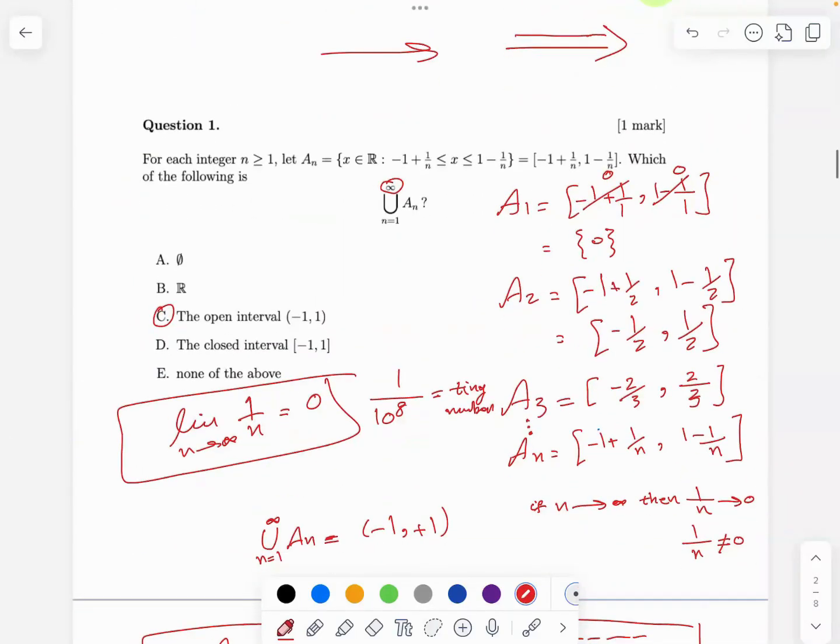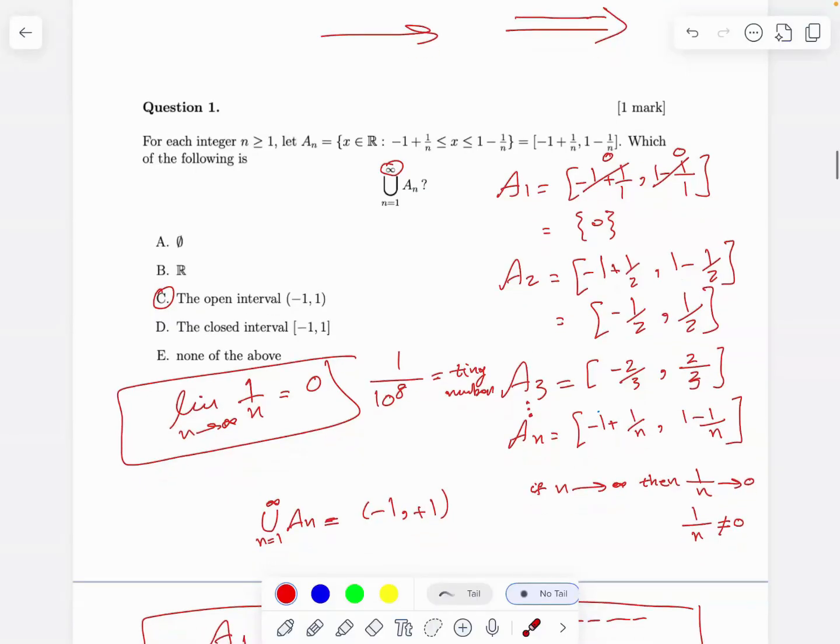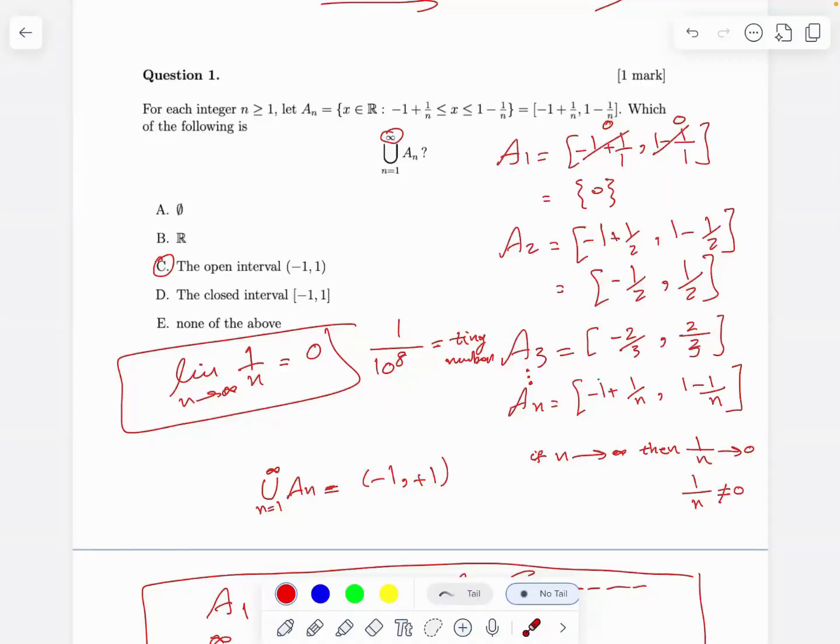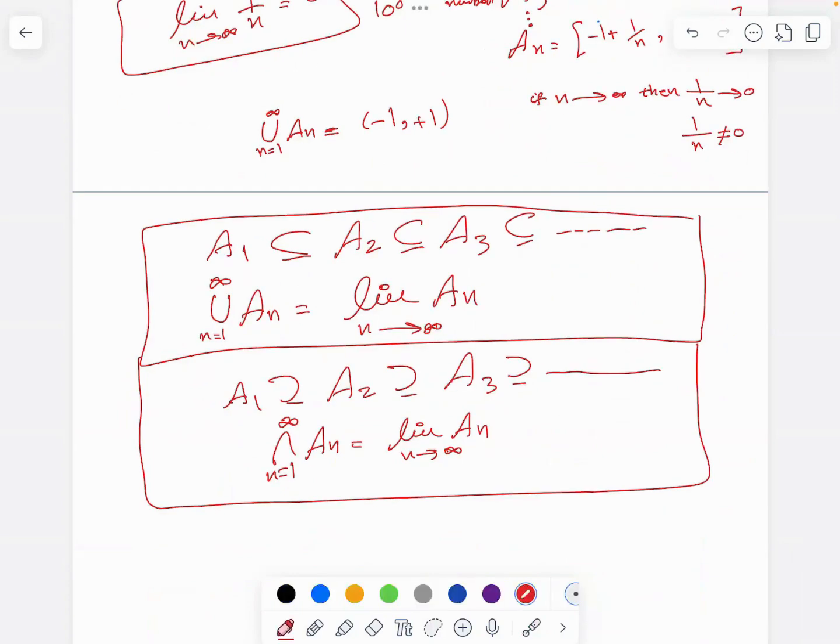So in last year's question, it was something like minus 1 over n, 1 plus 1 over n. So it was an intersection instead of a union. So the answer was something like this. The intersection will be the smallest set, A1, in this situation. If we have an increasing set A_n, obviously the union is the biggest one. And here, decreasing, obviously the intersection is the smallest.